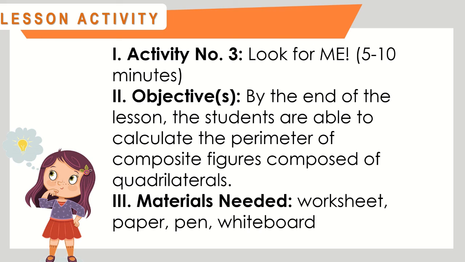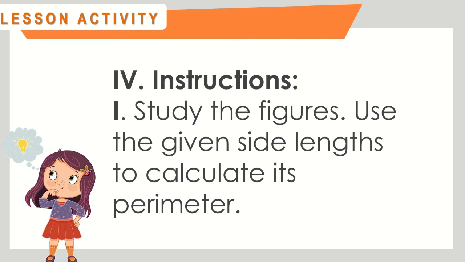For the lesson activity, activity number 3. It is good for 5 to 10 minutes. Objectives: calculate the perimeter of composite figures composed of quadrilaterals. Materials needed: worksheet, paper, pen, whiteboard. Instructions: study the figures. Use the given side lengths to calculate its perimeter.